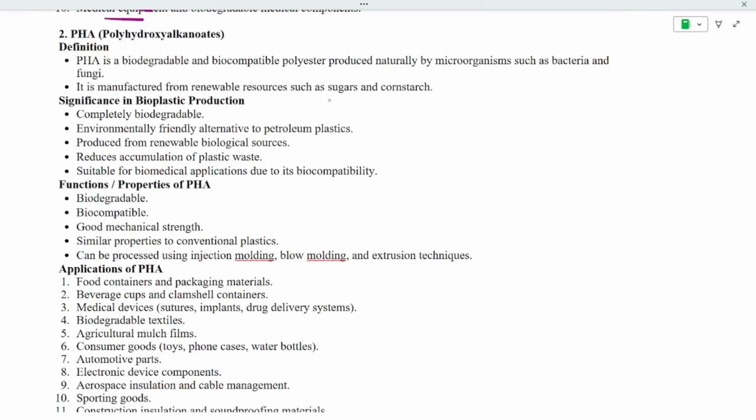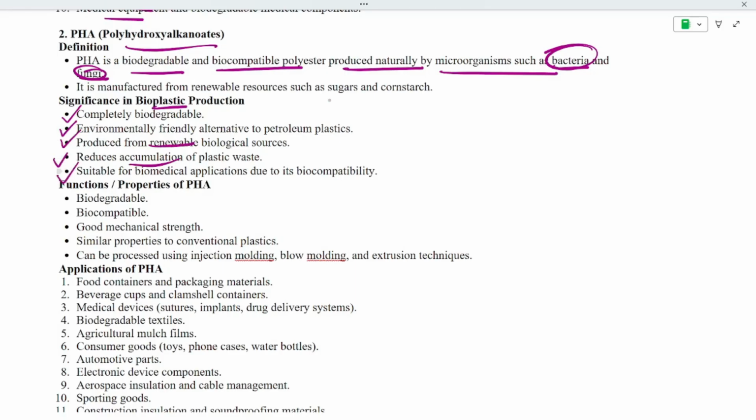Next is PHA, that is polyhydroxyalkanoates. It is also a biodegradable, biocompatible polyester produced naturally by microorganisms such as bacteria and fungi. You have to remember bacteria and fungi for polyhydroxyalkanoates. It is completely biodegradable, environment friendly, renewable, and it reduces the accumulation of plastic. It decreases that.